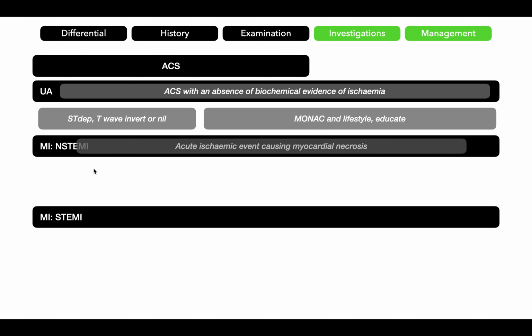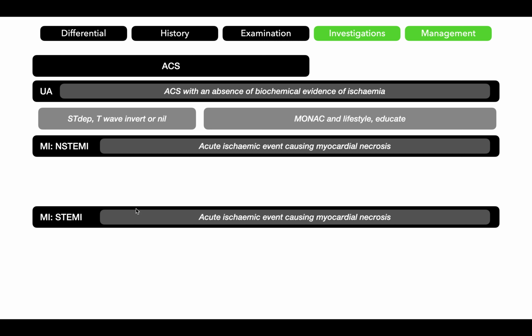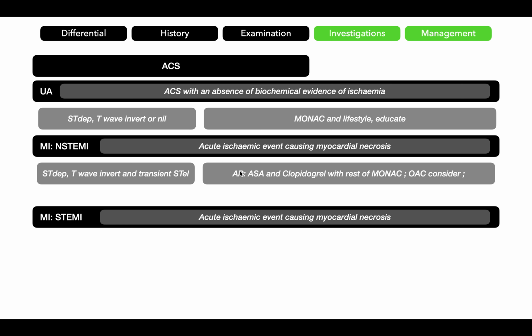Okay. For the NSTEMI and STEMI, it's an acute ischemic event that causes myocardial necrosis. So there's actual necrosis, so there's things appearing on the results. Basically, ECG changes, but no bloods, or very few bloods. And then MI, that's a STEMI, you have biochemical evidence and you have the actual ECG changes. So in NSTEMI, it's ST depression, T-wave inversion, and you can sometimes get a transient ST elevation as well. You're going to start them on antiplatelet therapy and anticoag therapy. So your aspirin and clopidogrel, as well as your anticoags.